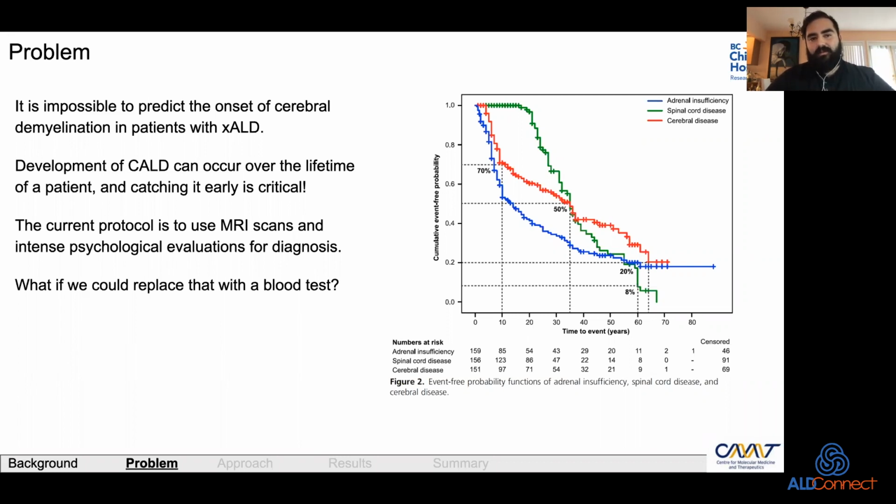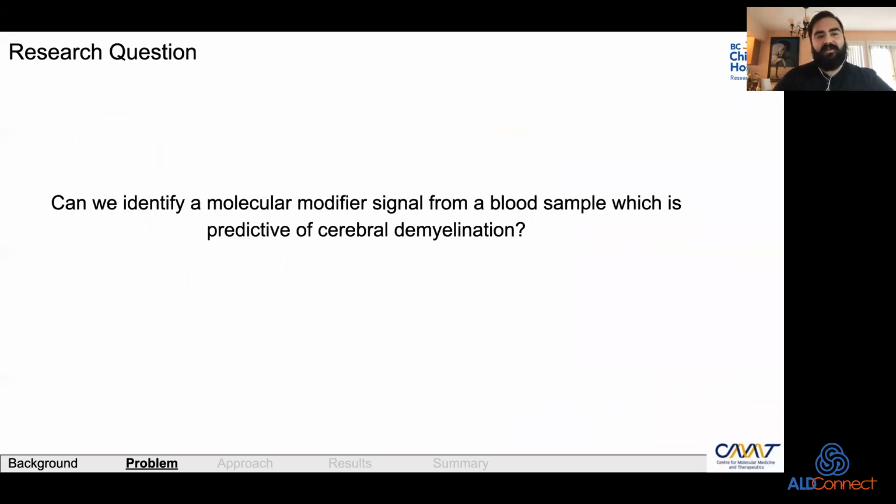Now, it would be very beneficial if we could identify such a marker, as it could be used to replace the current protocol of MRI scans and intense psychological evaluations for diagnosis or prognosis. So what if we could replace all of that with a blood test? Which leads to our research question: can we identify a molecular modifier signal from a blood sample which is predictive of the onset of cerebral demyelination?